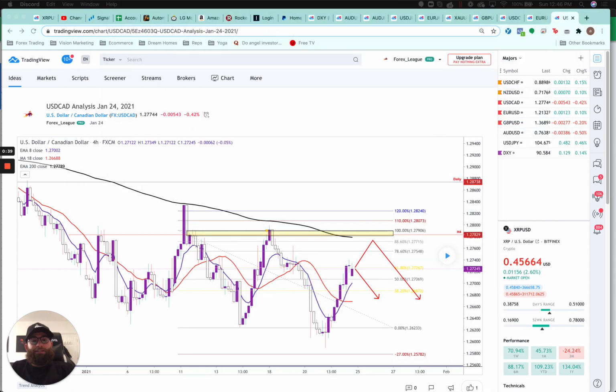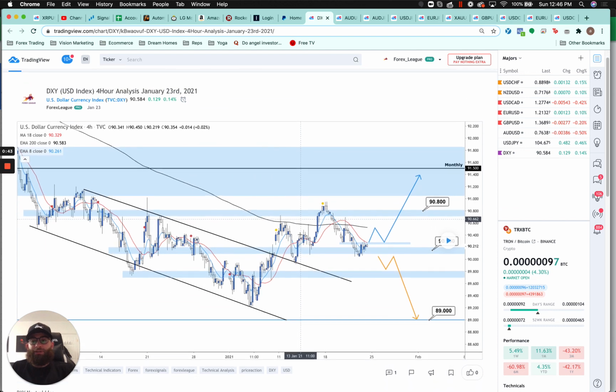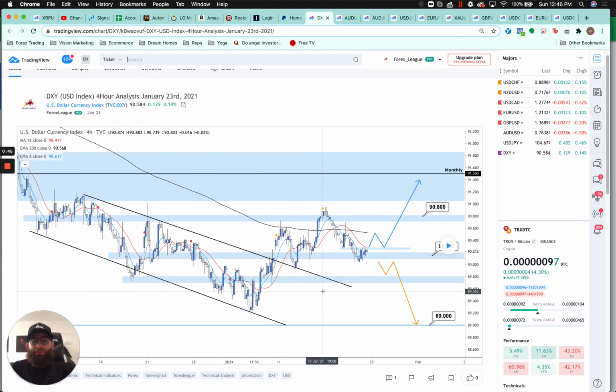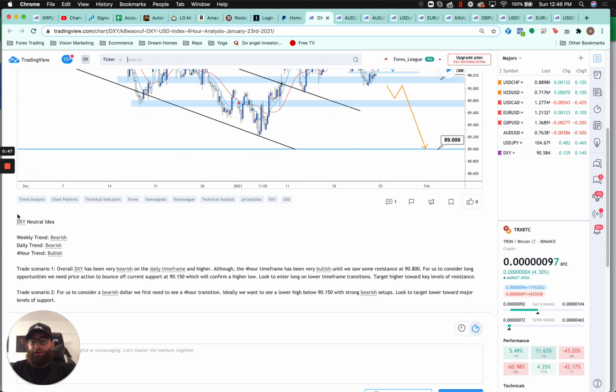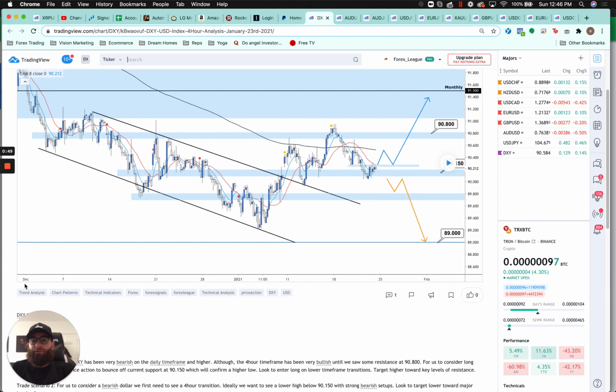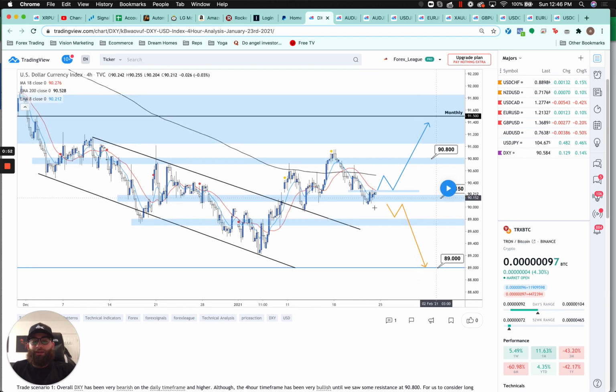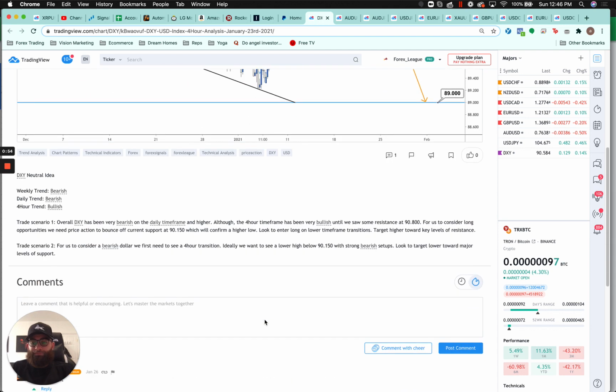So let's take a look first. If you click any of those links, it'll bring up this published TradingView analysis, where at the bottom we talk about what we're looking for. I'm going to read through this, and we can press the play button and see how everything played out. So we're going to get started with DXY.